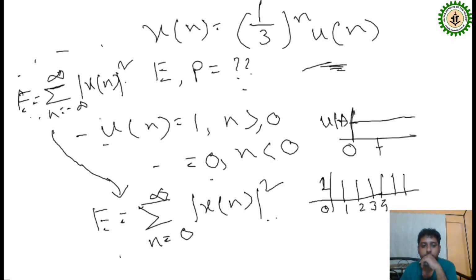Why? Because a unit step function is multiplied with that x[n], with that (1/3)^n, there is an existence of the unit step function. So obviously for minus infinity to minus 1, the unit step function value will be 0. So that's why the n limit has been changed to n equals 0 to infinity of |x[n]| squared.